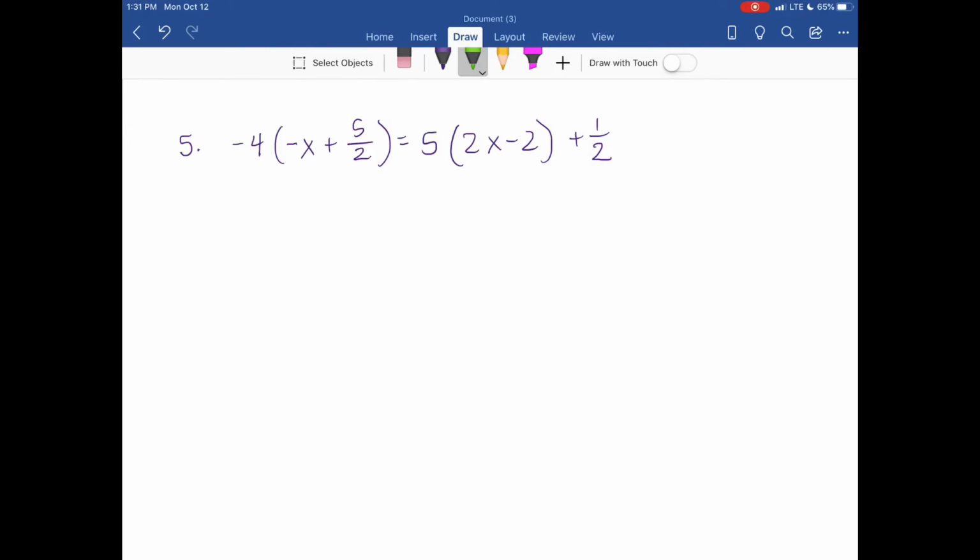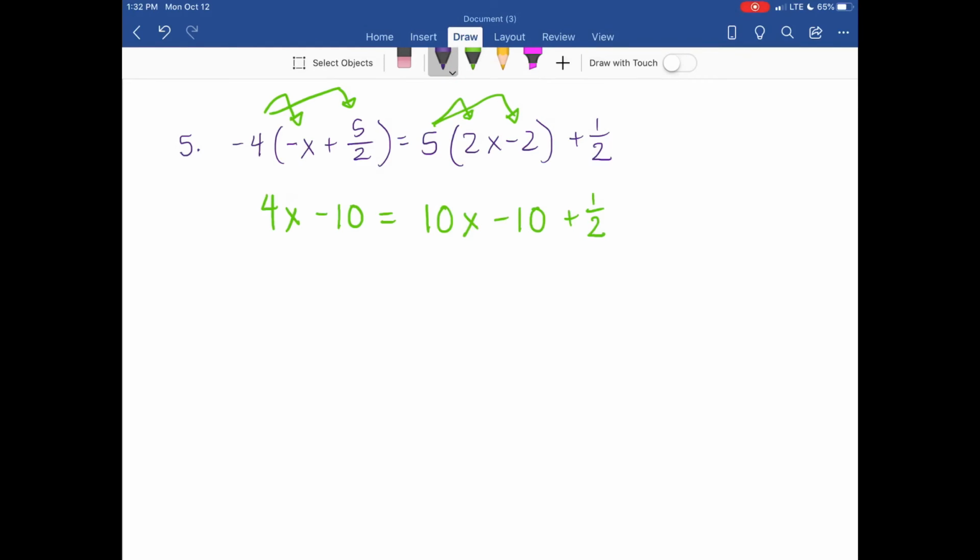Now we'll also just have questions that look like 5, but happen to have fractions in them. Nothing is different. We are still going through the process of distributing. So let's do it. So we've got negative 4 times negative x, that's 4x. Negative 4 times positive 5 halves gives us negative 10. Ask Desmos for help if you need it. And then we distribute here. 5 times 2x is 10x. 5 times negative 2 is minus 10. And then I've got my plus 1/2.